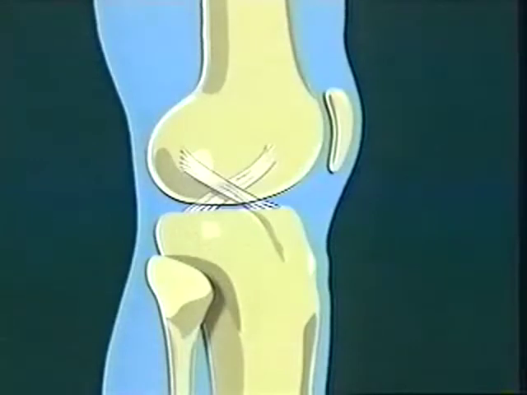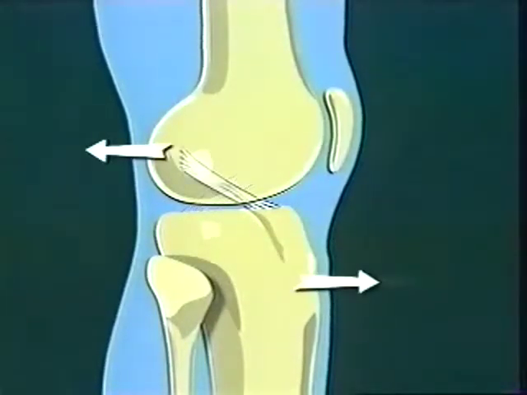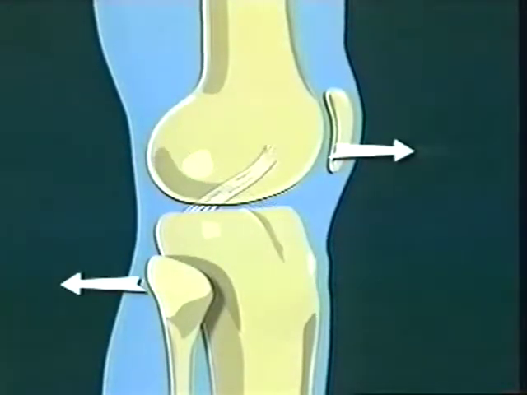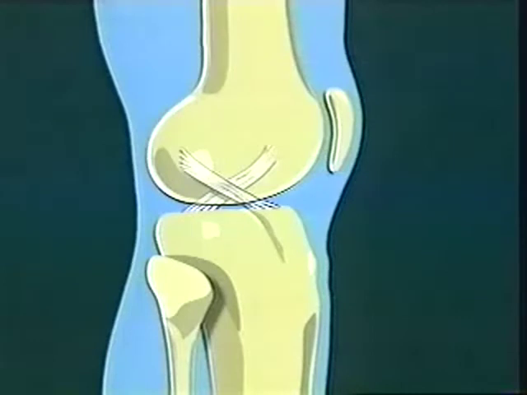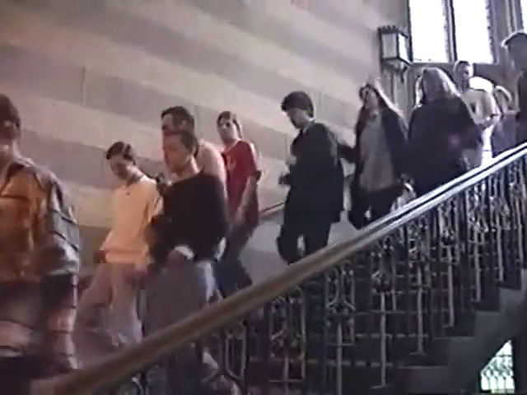These ligaments prevent excessive forward or backward sliding of the tibia on the femur. These ligaments are important in very many situations, especially for actions like walking down stairs, where there is a tendency for the femur to override the tibia.